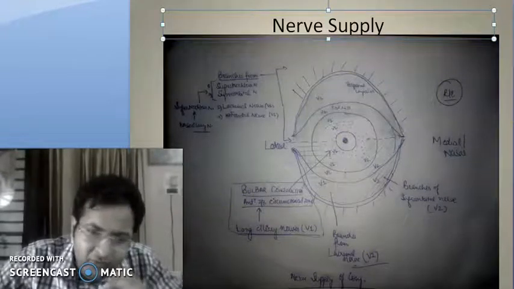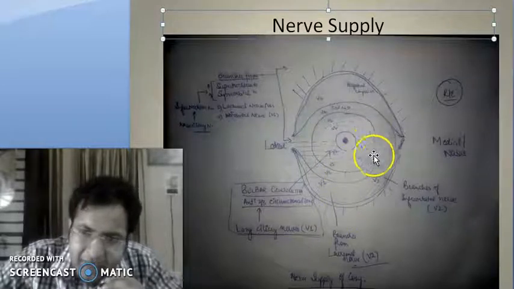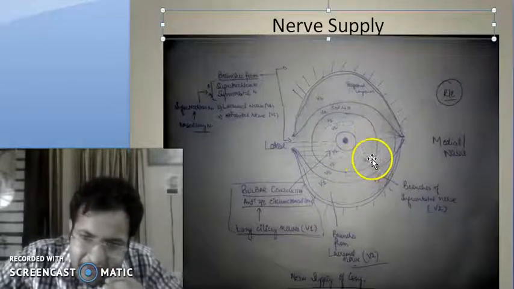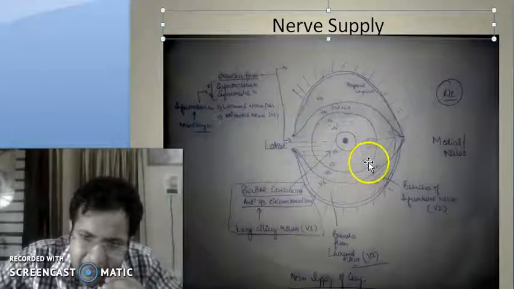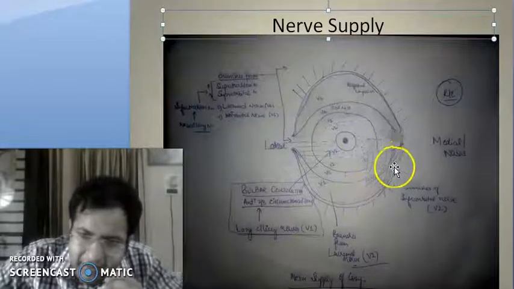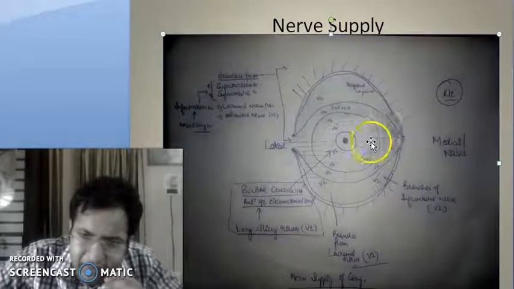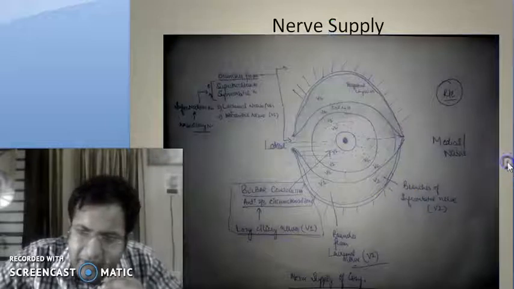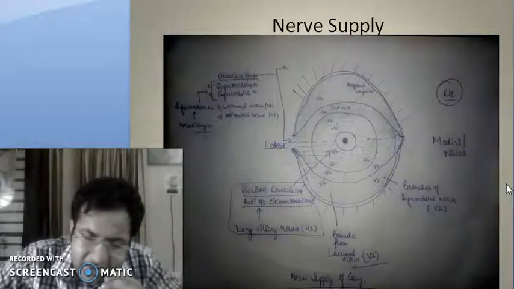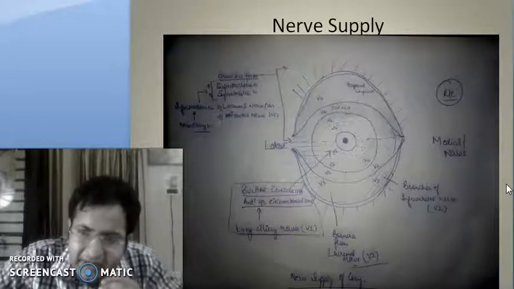So this is the viewpoint. We have to remember all is supplied by the V1 except the peripheral one-third of the bulbar conjunctiva, the fornix, and the palpebral conjunctiva in the inferior medial portion of the eye, which is supplied by the branches of the infraorbital nerve, which is further a branch of the maxillary division of the trigeminal nerve.